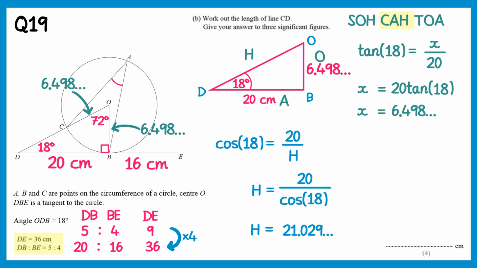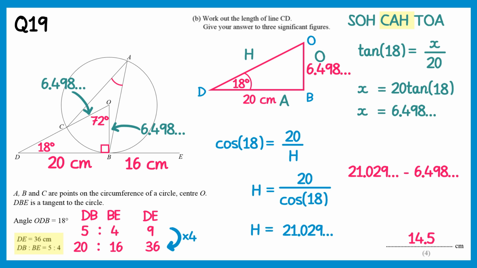Now that we know OD is 21.029, and the radius OC is 6.498, if we subtract them, we'll get the line CD. When you subtract these values, you must make sure you use the exact values, not any rounded numbers. The question asks us to round our answer to 3 significant figures, so when you do subtract them and then round, you'll get the answer 14.5.